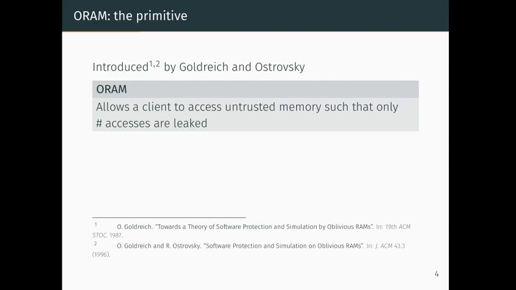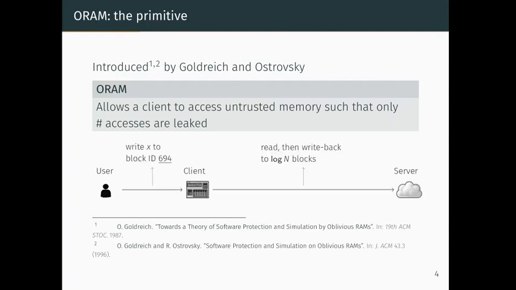Oblivious RAM has been a rich research area in the last 30 or more years since the seminal works of Goldreich and Ostrovsky. The idea is that some client that makes read and write requests to some untrusted memory can do so in such a way that even the access pattern is hidden. Each request consists of read or write, a block identifier, and in the case of a write, the new data to be placed in that block.